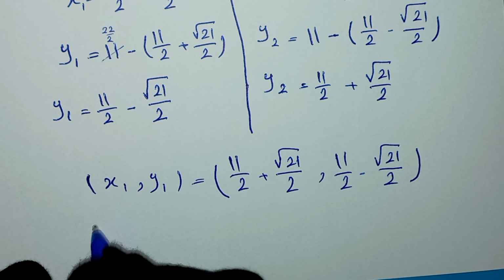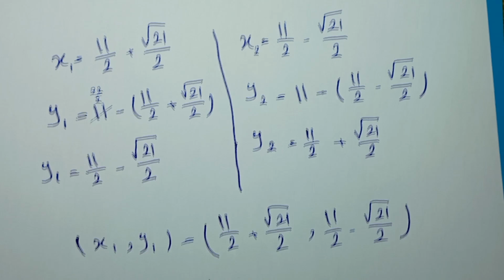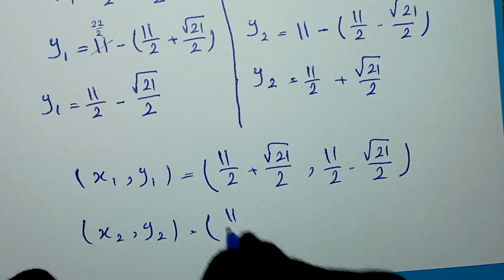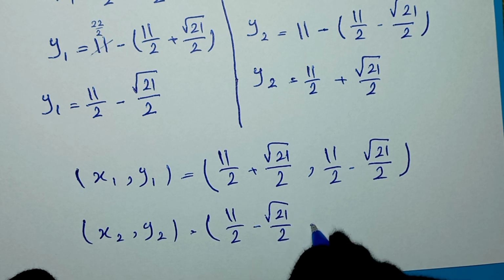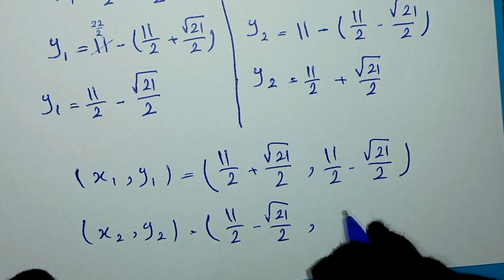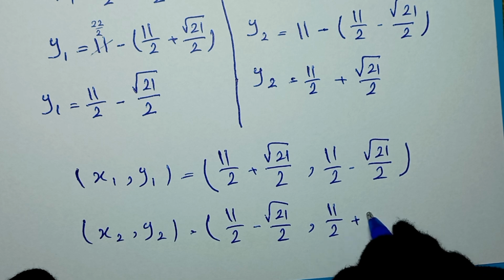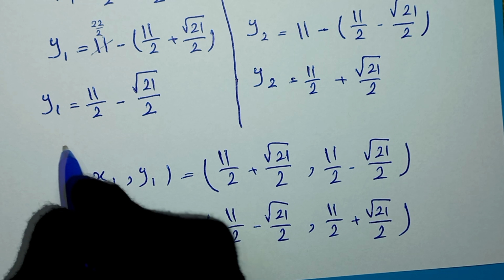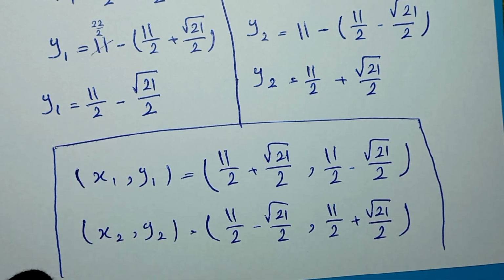And x2 and y2 is, x2 is 11 over 2 minus square root of 21 over 2, and y2 is 11 over 2 plus square root of 21 over 2. And this is our final answer for x and y.